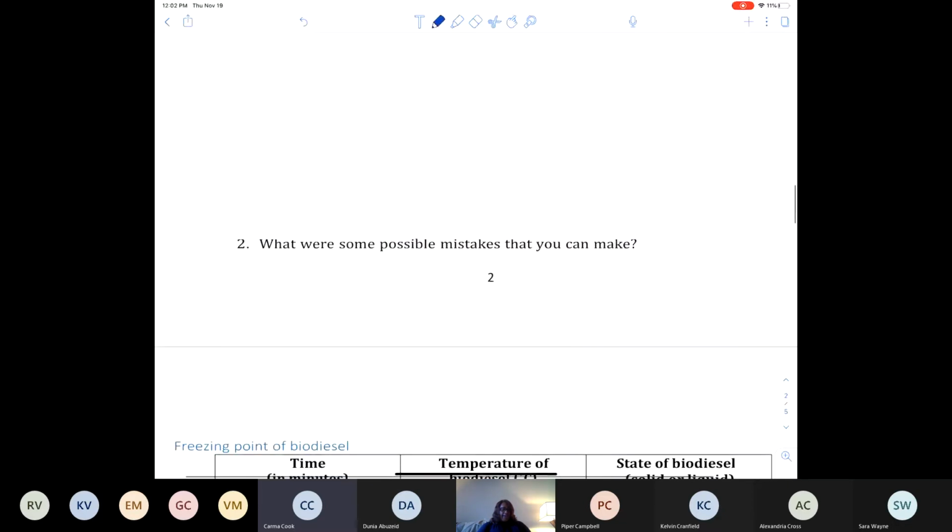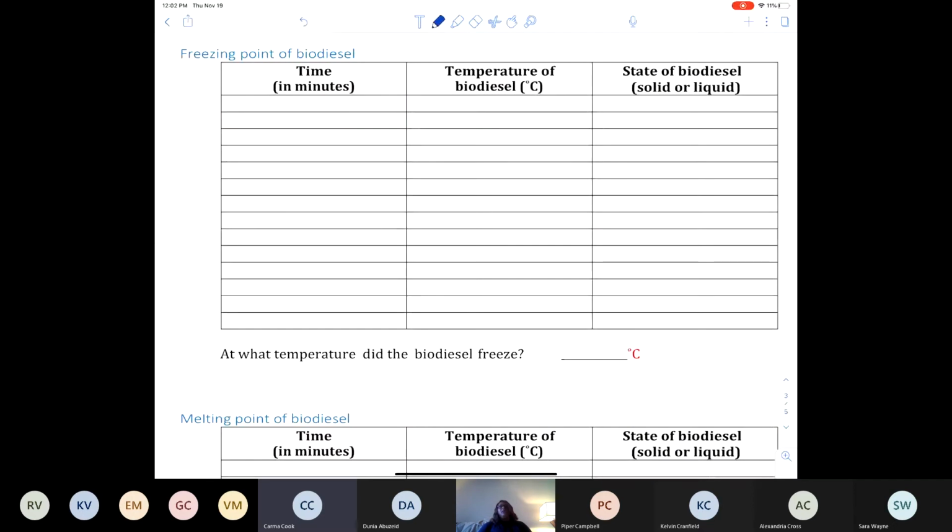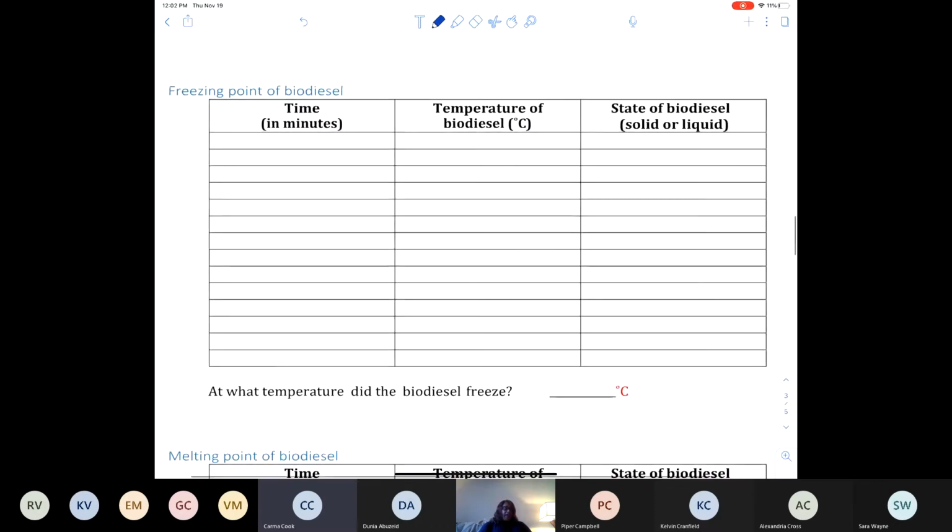The next test that was done is freezing point determination. There's a video for freezing point determination. You need to fill out this data sheet for time in minutes, the temperature of the biodiesel, and the state of the biodiesel. Is it a solid or is it liquid at that temperature? In the video, I added some biodiesel to a test tube and placed that test tube in a mixture of rock salt and ice water, and that's going to cause the biodiesel to freeze.